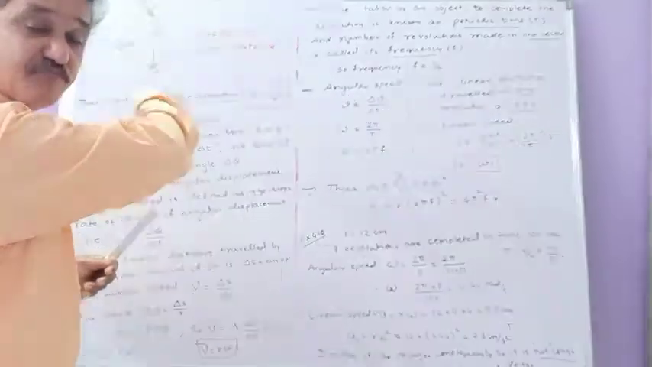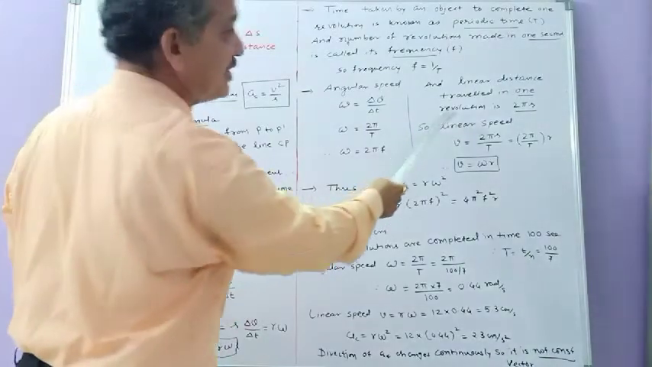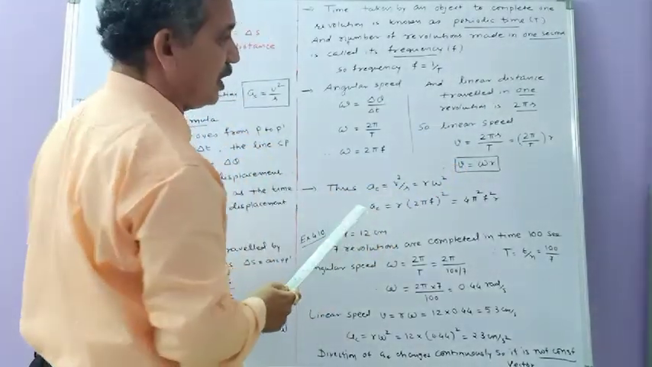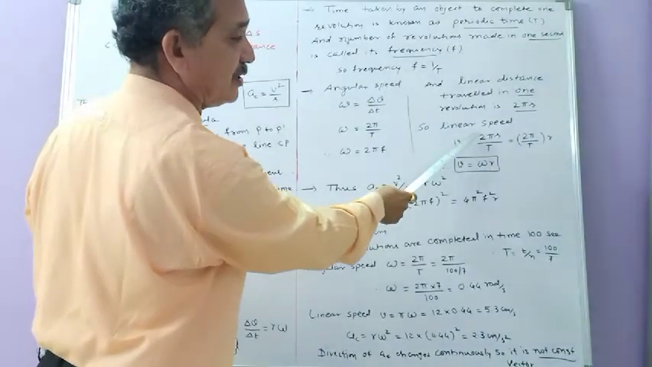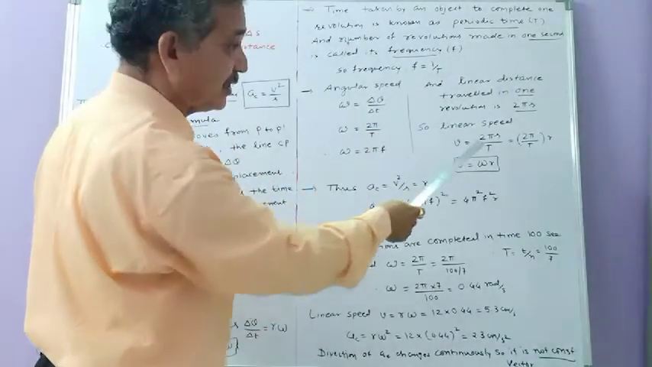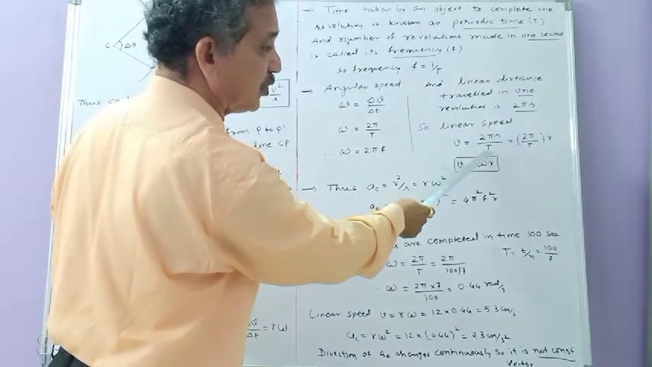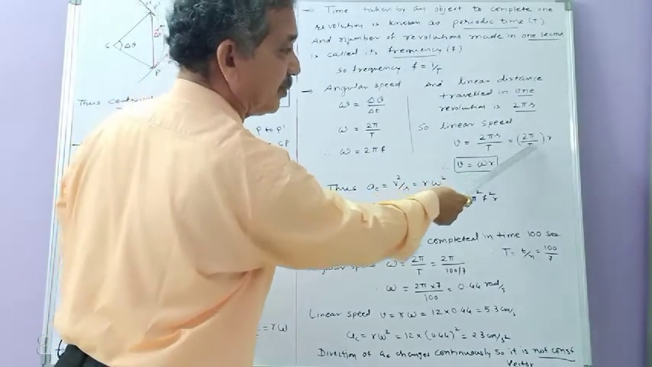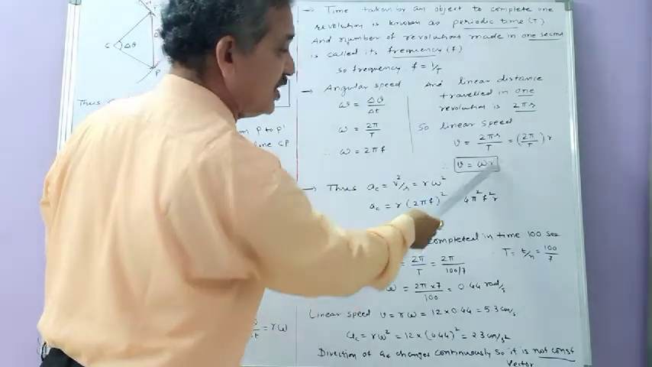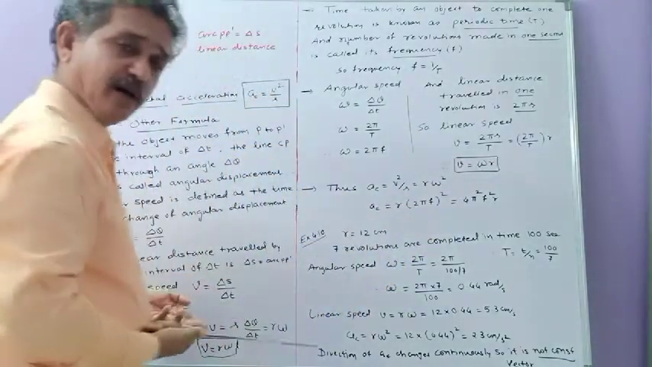Length of circumference of circle. That's why the linear distance traveled in one revolution is 2 pi r. So linear speed is equal to, again, distance traveled upon time taken. For one complete revolution, the time is capital T. So 2 pi r upon capital T. Again 2 pi by capital T into r. 2 pi by capital T can be replaced by omega. So again v is equal to r omega or omega r.